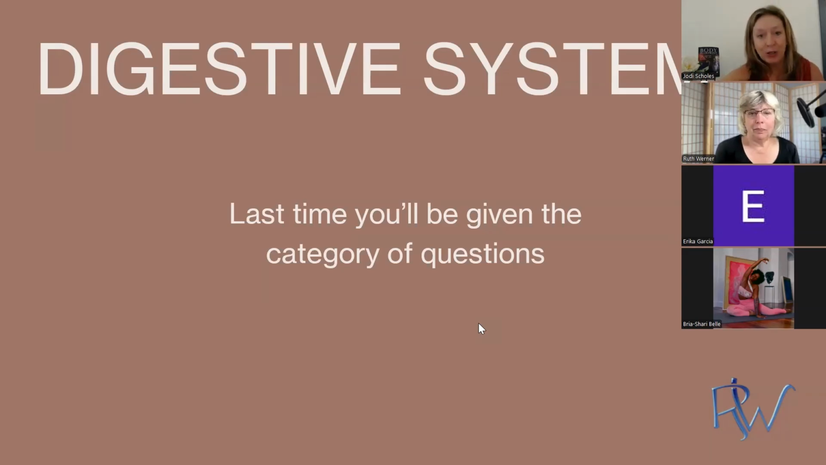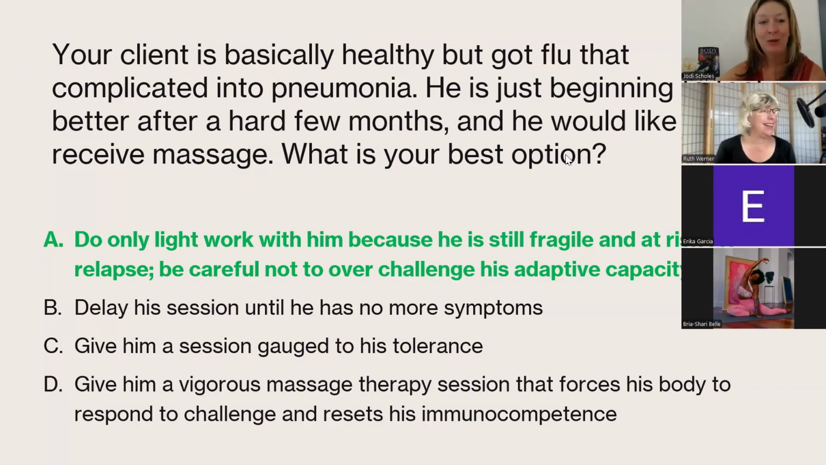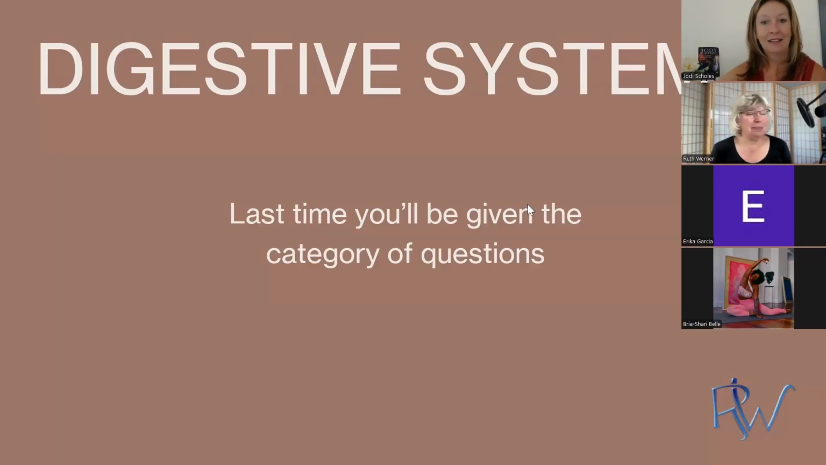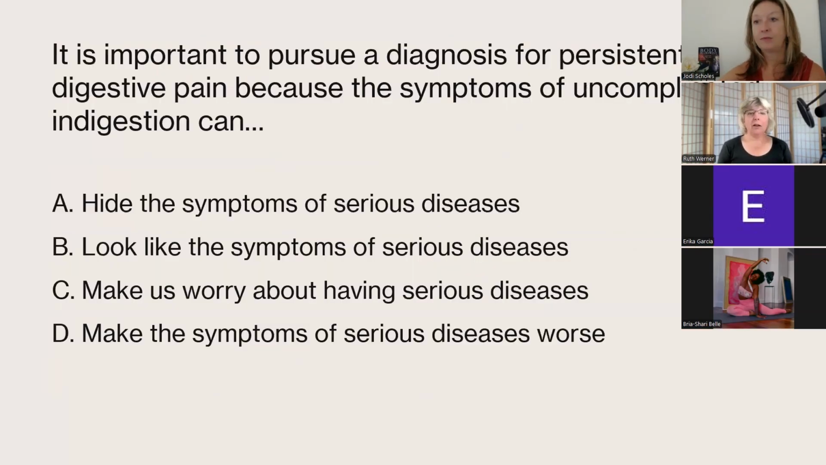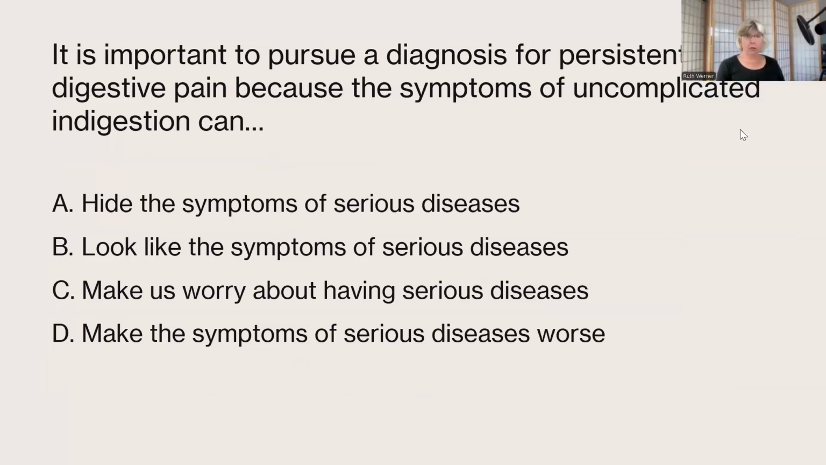After these next few questions, you won't be getting the category. You'll figure it out, with context clues. Okay, awesome. All right. Digestive system. Here we go. We've got another basically healthy client. Oh, wait a minute. We're starting with this more general question.